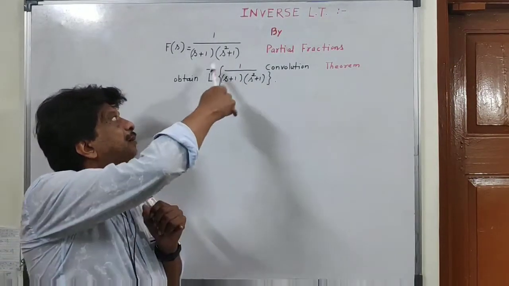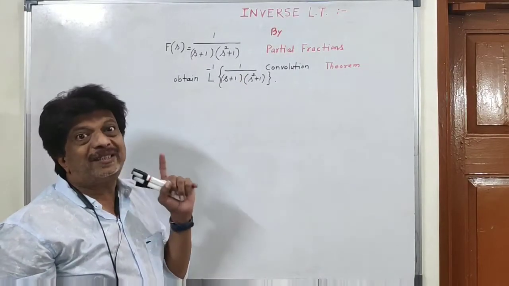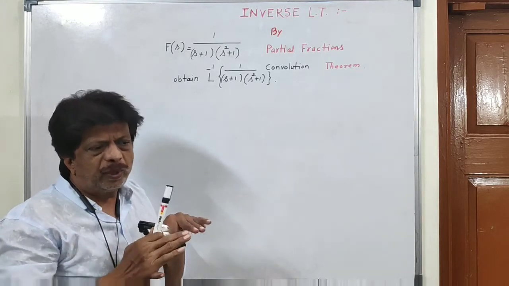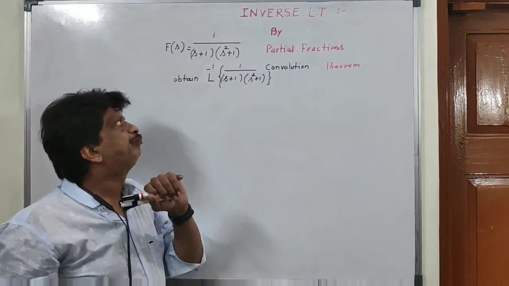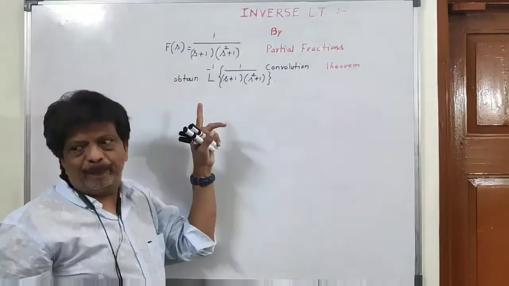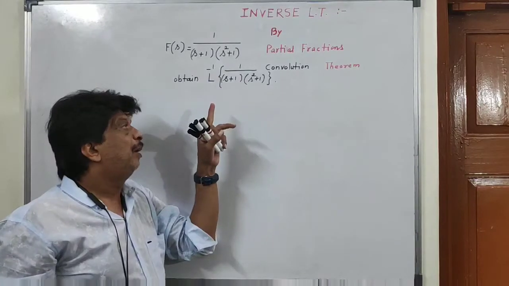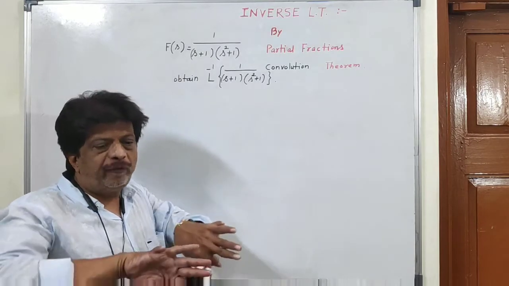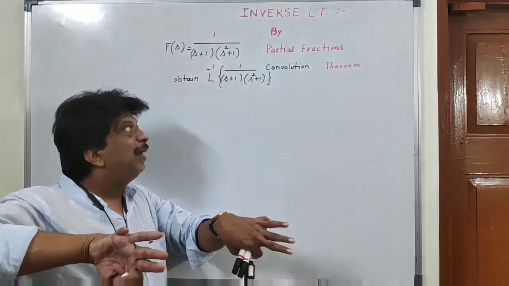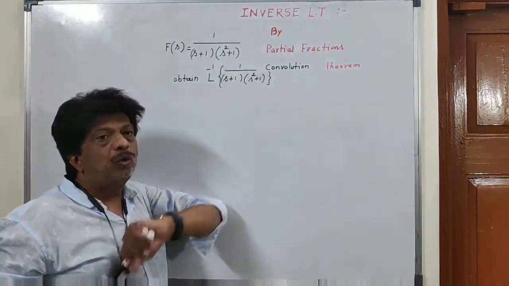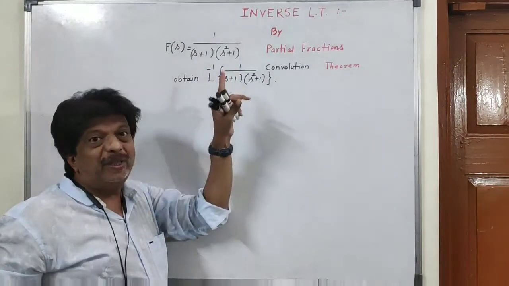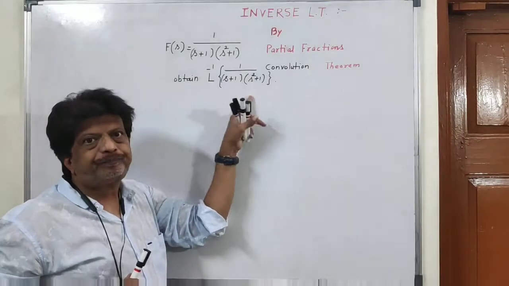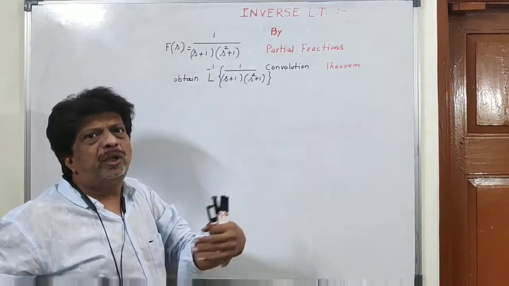This is the function of s, 1 upon s plus 1 times s square plus 1. Its inverse Laplace transform we shall now find out in two different ways, namely partial fractions and convolution theorem. First, the method of partial fractions. So this F of s, we shall resolve into partial fractions.